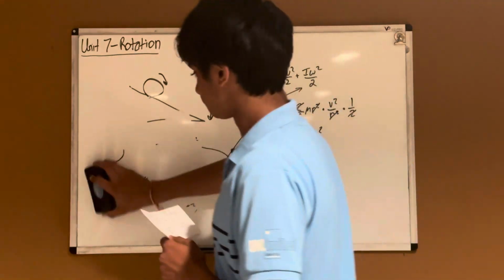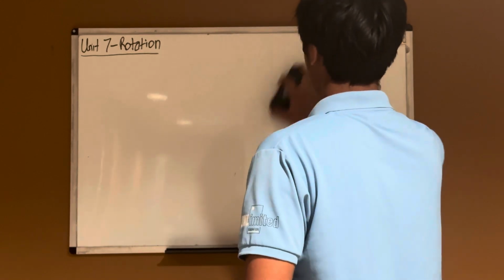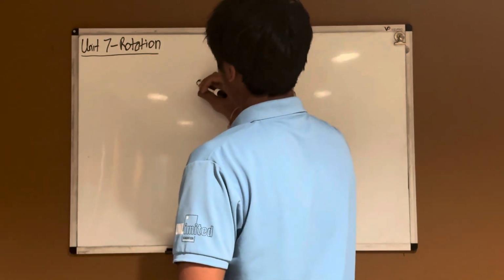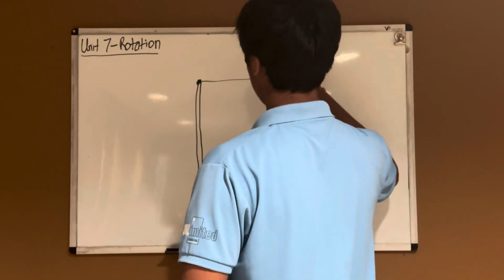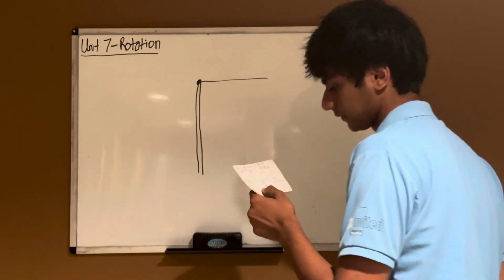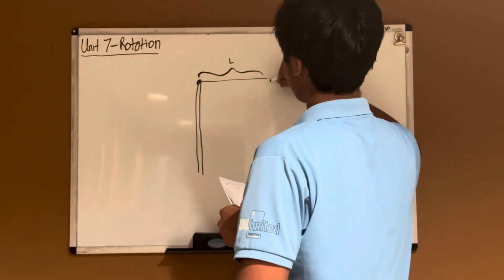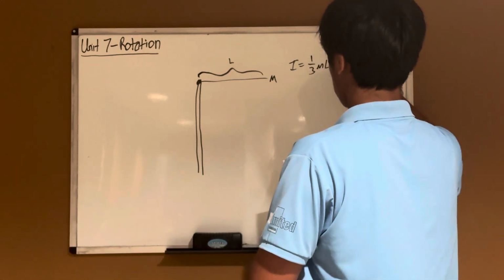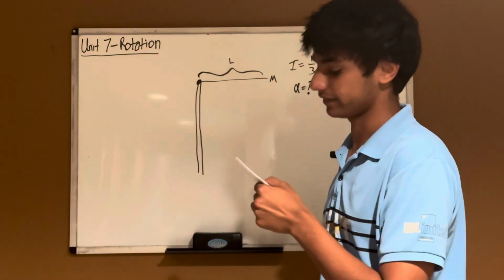Next, let's imagine a rod that's on a pivot and is above the ground by a pole, like so. We let the object go and it rotates; you can imagine it's going to swing down like that. The rod has length L and mass M, and the I of the rod is 1/3 ML squared. We want to find the angular acceleration of the rod at this point specifically.